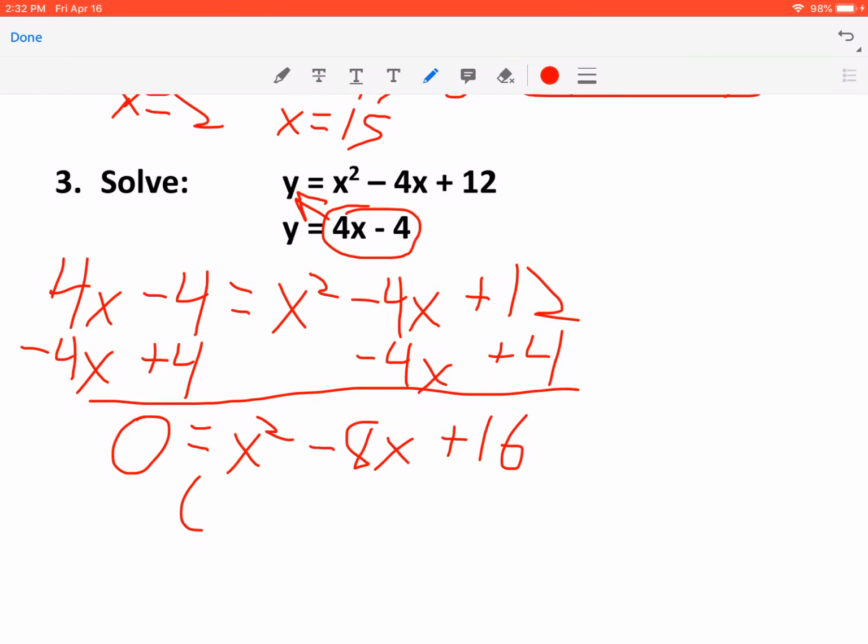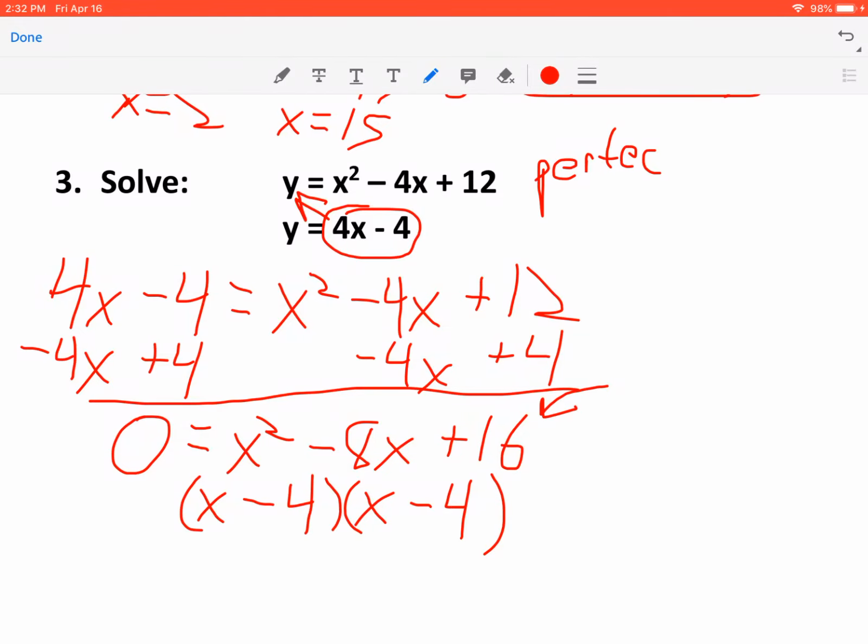Go to factor it. What I notice about this one is, first of all, if it's a minus and then a plus, well, they both got to be minuses. I know it's x and x gives me x squared. But 16 is a perfect square. What are two numbers that when multiplied give me a positive 16 but add up to a negative 8? Wouldn't it have to be 4 and 4? So this one's different because you have the same binomial twice. Remember when you have the same binomial twice? That's called a perfect square trinomial, which means you normally only get one answer.